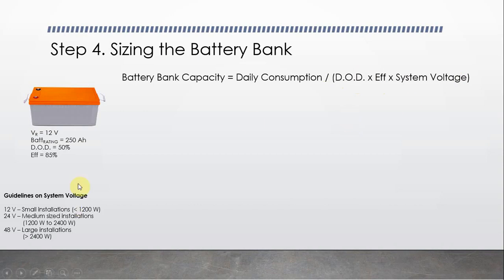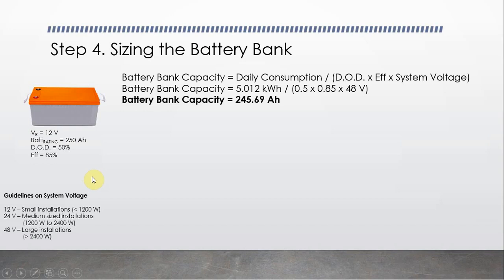As a guide, a 12-volt system is suitable for small installations, particularly 1200 watts and smaller. A 24-volt system is suitable for medium-sized installations between 1200 watts to 2400 watts. And the 48-volt system is mainly used for large installations, such as 2400 watts and above.